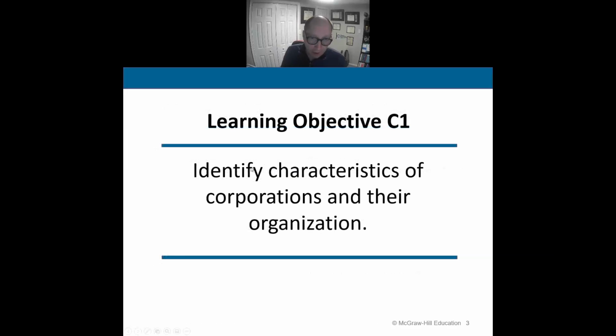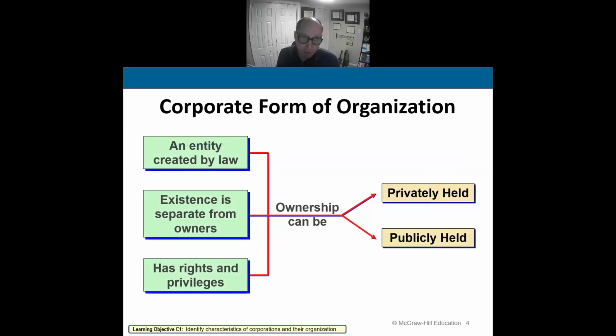So, corporate accounting. It's first important to understand what a corporation is. A corporation is its own entity. It acts as its own person.